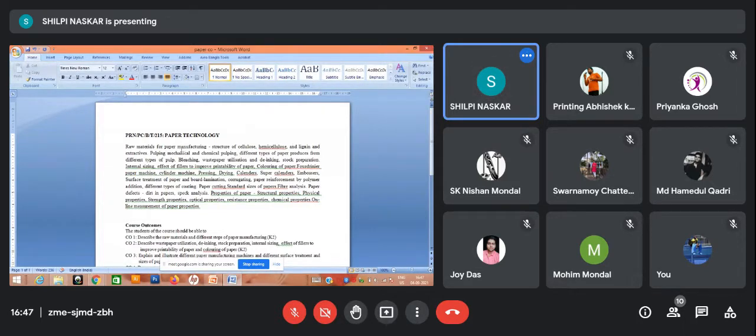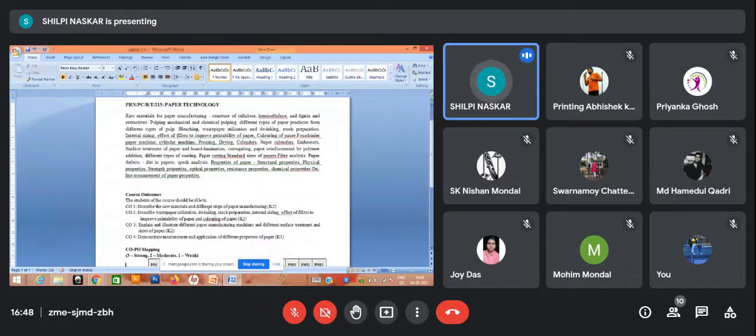As you can see, from the raw material of paper manufacturing to the structure of cellulose and hemicellulose, that is the raw material, different types of paper products produced from different types of pulp. Then the steps of paper manufacturing, that is bleaching, stock preparation, pulping, everything. Then waste paper utilization, de-inking, stock preparation. So these are the total extent of the syllabus.